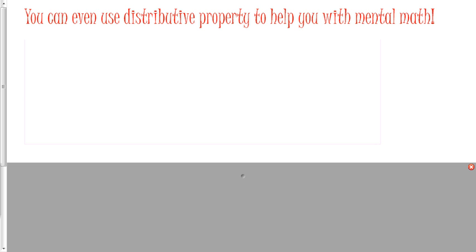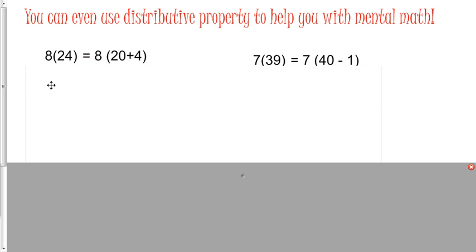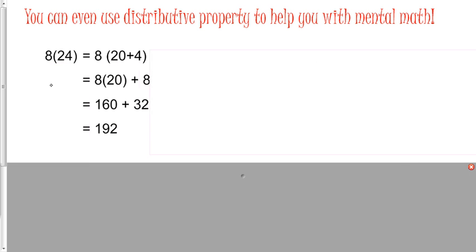Now, distributive property can also help us do mental math. For example, if we're trying to multiply 8 times 24, you might not be able to do that in your head, and you would probably pull out a piece of paper or a calculator, and you would do this kind of multiplication here. You'd say 8 times 4 is 32. You'd carry the 3, and then you go 8 times 2 is 16. You'd add the 3 and get 19 and end up with 192. That's really what's going on here.